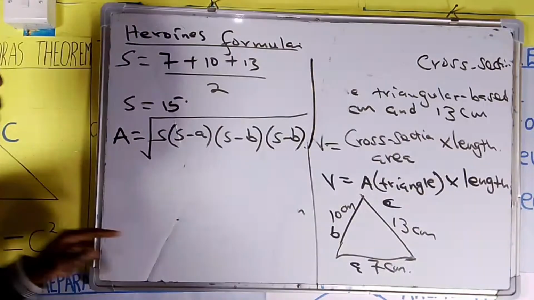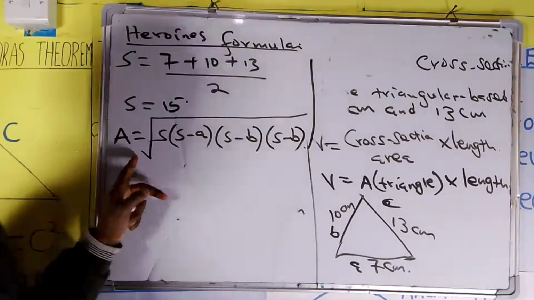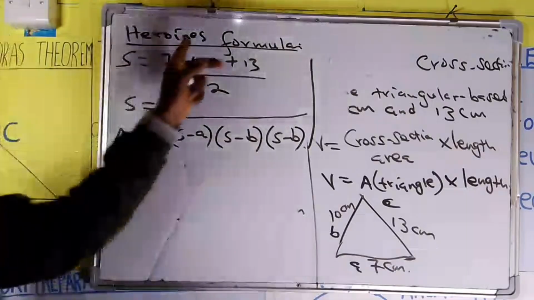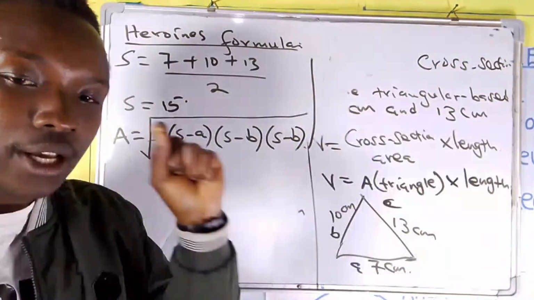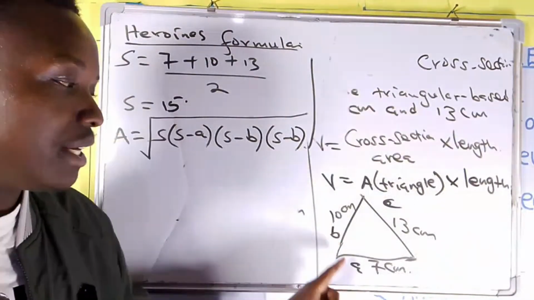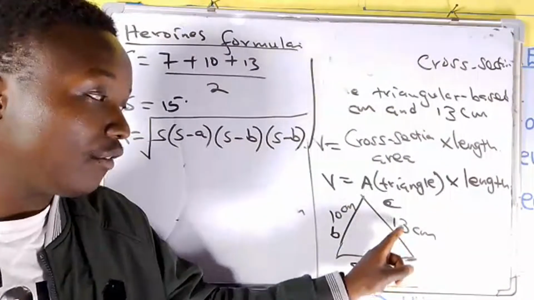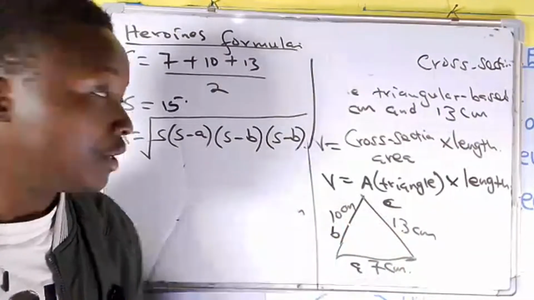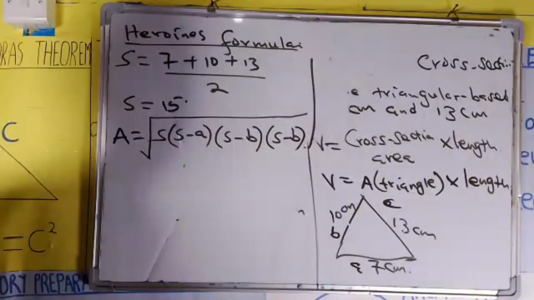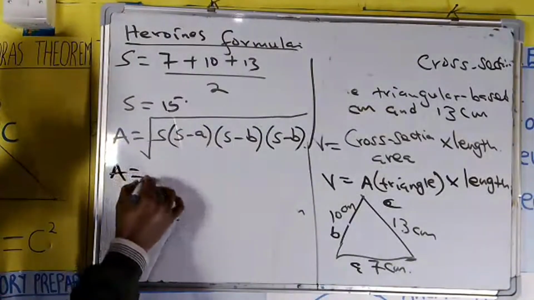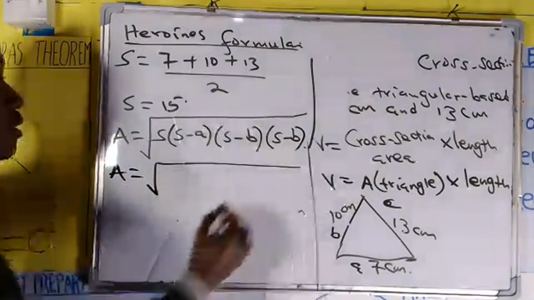I want you to understand that. For us now to get the area, we said that we use Heron's formula to find the area of a triangle if we have been given all the dimensions of the triangle. So what is going to happen in this case, we will now take our area is equal to, we will take our square root sign.